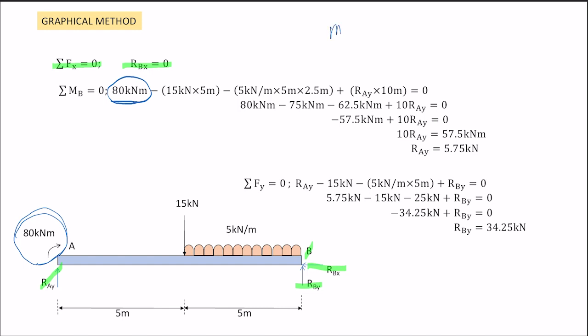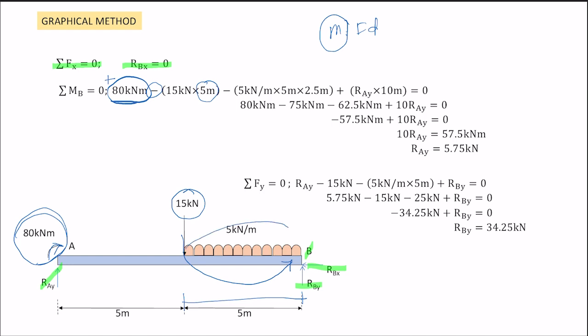Because moment equals force times distance. So when it is already a moment, just leave it as a moment. But we're going to look at the direction. Since the direction is clockwise, it is positive. Then you have 15 kilonewton here. This is the point load, going to B. It is counterclockwise, negative, and the distance is 5 meter to B.